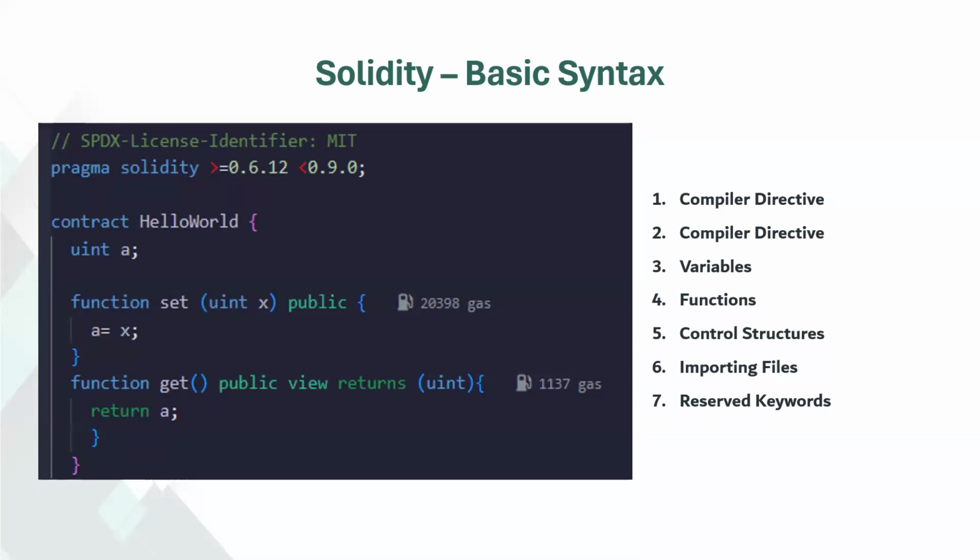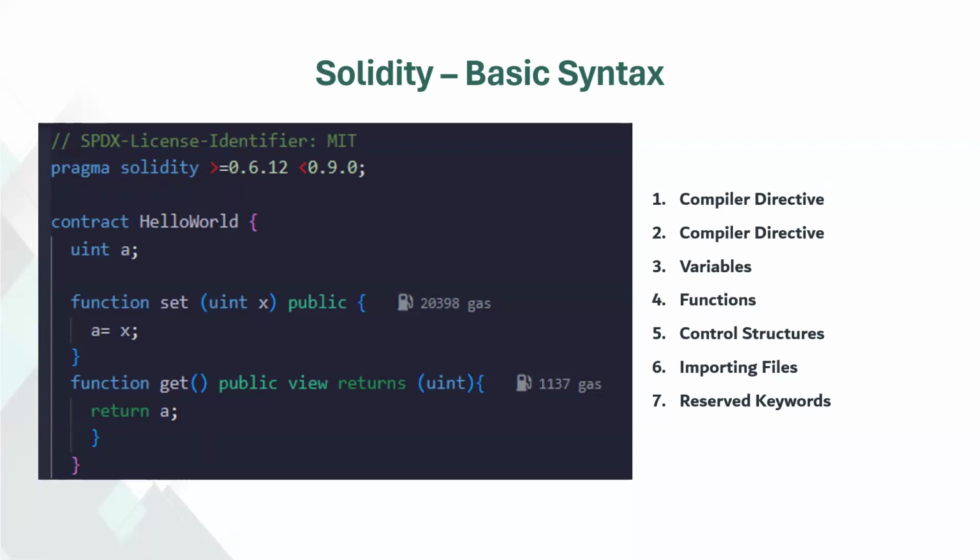In Solidity, a pragma is used to specify the compiler version that the code should be compiled with. This is important because Solidity is a rapidly evolving language, and new versions may introduce breaking changes or improvements that affect the behavior of the code.